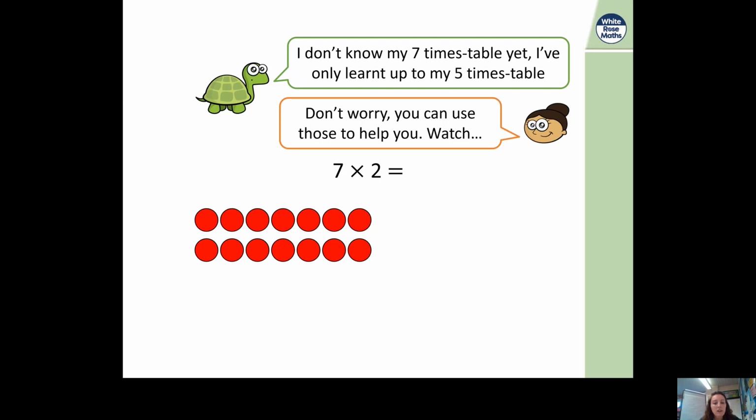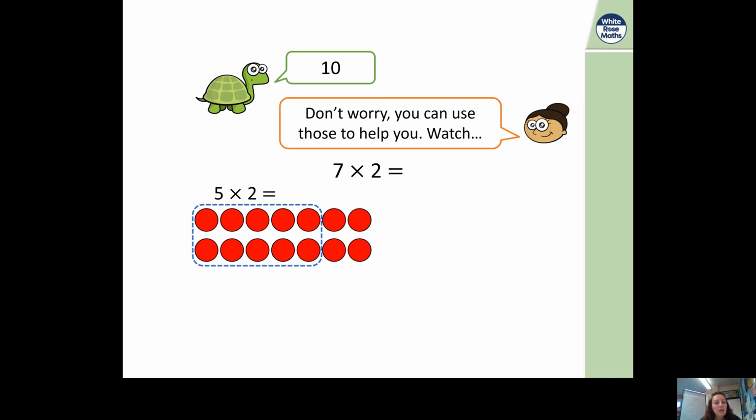So here is an array which shows 7 times 2, but you can use your 5 times table to help you. If you know 5 times 2 equals 10, we can look at what's left over. So here we've got 2 times 2, and we know 2 times 2 equals 4. Add both of those products, 10 and 4, we get the answer 14. So 7 times 2 equals 14.